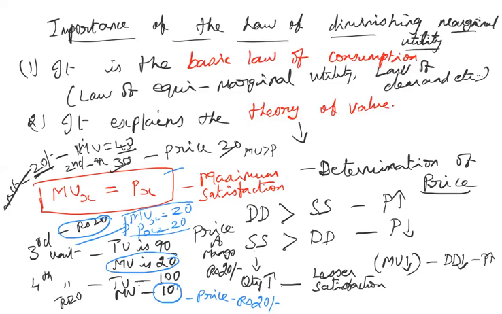And also to the sellers, if the seller has to increase the sales, he has to decrease the price because the marginal utility keeps on decreasing. So this kind of information will be provided based on this law. Then the next importance, the third one, it explains the diamond water paradox.